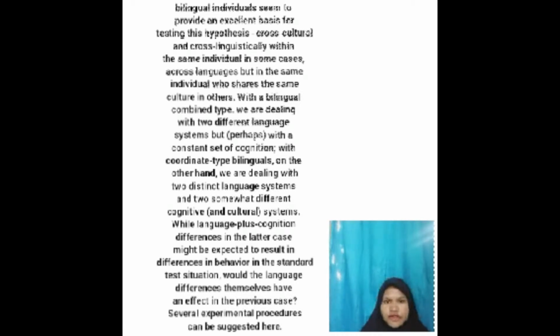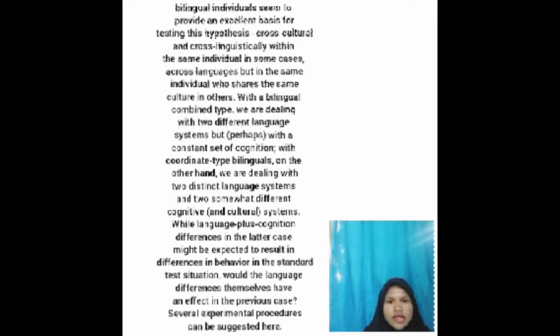Bilingual individuals seem to provide an excellent basis for testing the hypothesis cross-culturally and cross-linguistically: within the same individual, in some cases across languages, but in the same individual who shares the same culture. Compound type bilinguals are dealing with different language systems, but perhaps with a constant set of cognition, while coordinate type bilinguals, on the other hand, are dealing with two distinct language systems and two somewhat different cognitive and cultural systems. Language plus cognition difference in the latter case may be expected to result in difference in behavior in a standard test situation, while the language differences themselves have an effect in the former case.